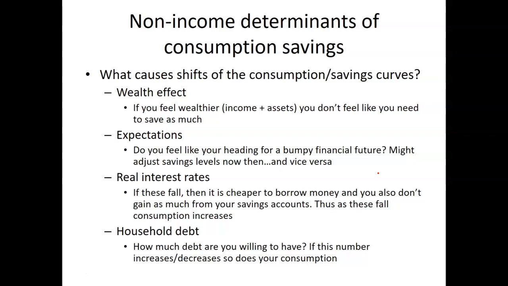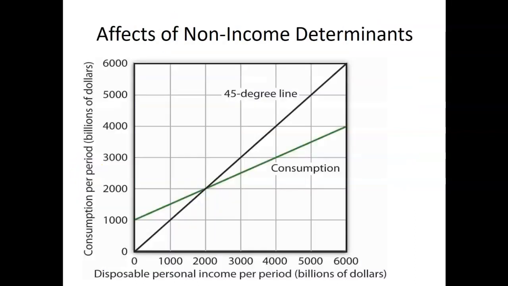And then finally is household debt, and this is just an individual thing. How much debt are you willing to have? And this kind of goes into expectations also. This is also the individual. What does that mean? Well, let's take a look at the graph we had earlier.